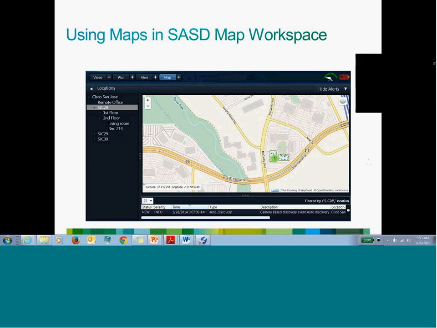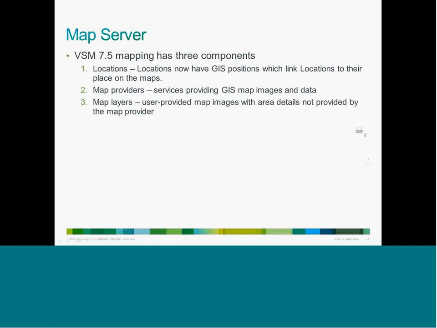Okay, getting to a question by Darius quickly. So actually there are 3 components to getting this whole thing going. So we saw this, so let's see what we need to do to configure and set it up to get to that point. There's 3 things we need to do. First thing is locations, which have been available in our previous VSM versions. Now you can associate GIS positions to them. We saw this when I was clicking between SJC 28 and 29 that the map was centering to a different location. That is because the locations are now attached to GIS positions.